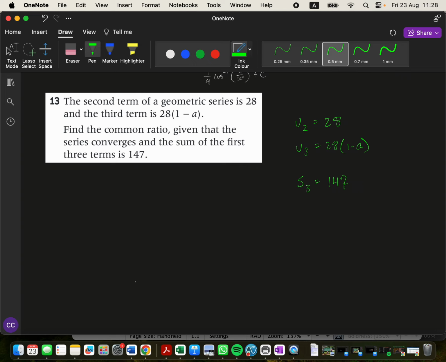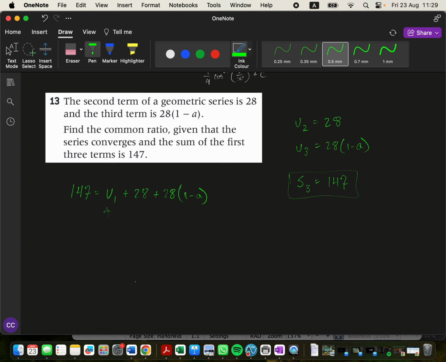So, well, we could use a formula, but I thought of another way of doing this that I think might be faster. So if we think about what that means, 147 is the same as the first term plus the second term, which is 28, plus 28 times 1 minus A. Okay, so if we think of it like that, then I think we can get rid of some variables here. Specifically, we need to get rid of that thing there.